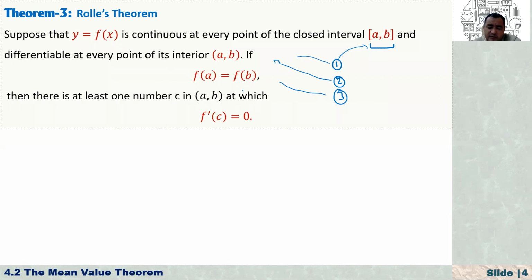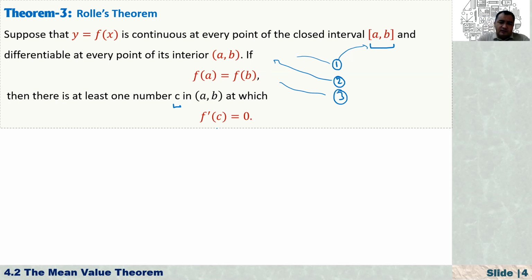If it is so, now this theorem guarantees that there exists at least one number c. Okay, there may be more, maybe a lot, but in AB there is at least one c such that the derivative of the function there is equal to 0. That means that at that point, if you draw a tangent line, its slope is equal to 0.